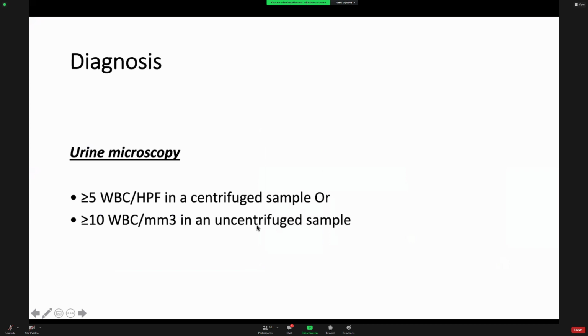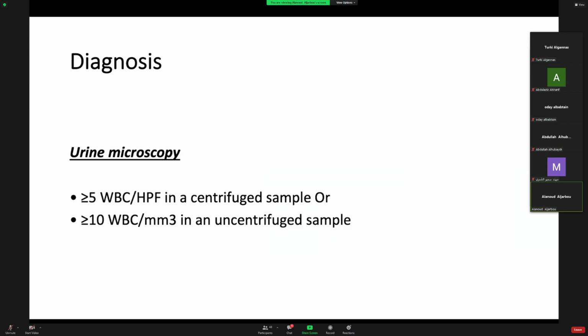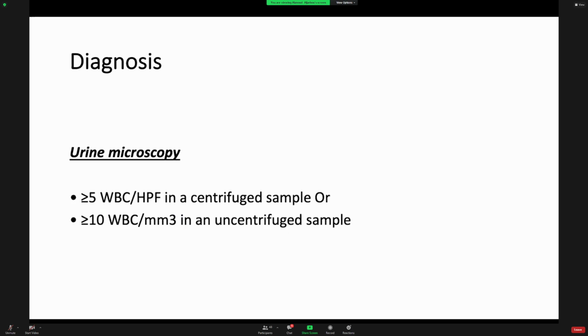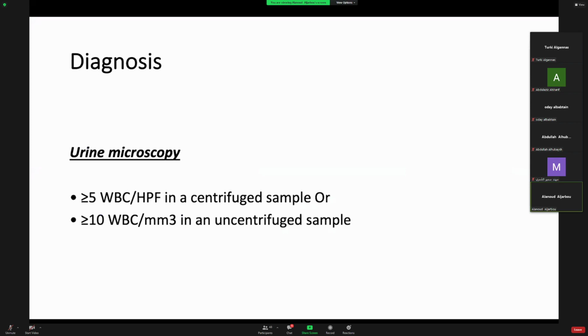For diagnosis, as we mentioned, it is the presence of significant bacteriuria, but urine microscopy and urine analysis can help us. The presence of pyuria can indicate UTI, but pyuria can also appear in other presentations, for example patients with Kawasaki disease have sterile pyuria. And what is the definition of pyuria? It's the presence of more than 5 white blood cells in a centrifuged sample or more than 10 white blood cells in an uncentrifuged sample.